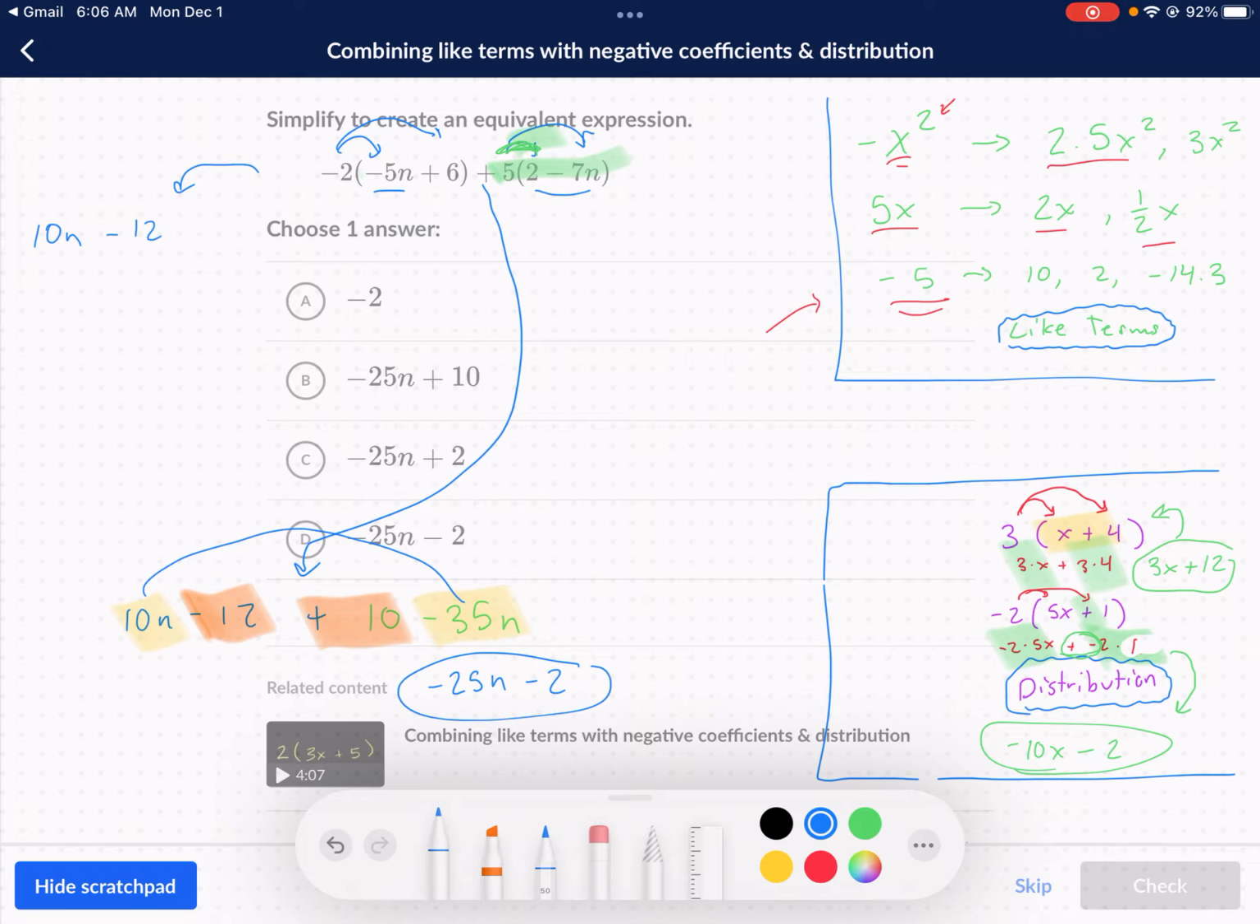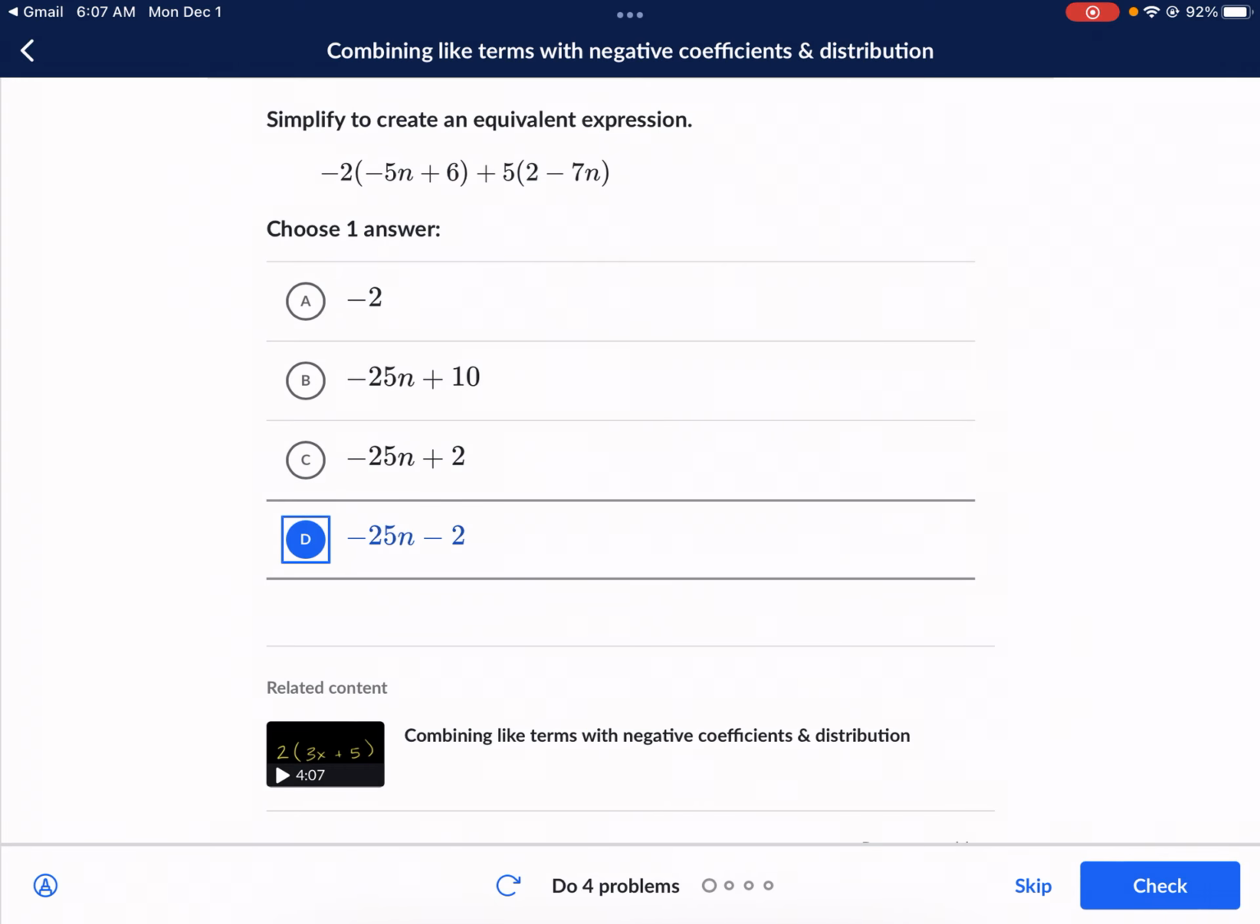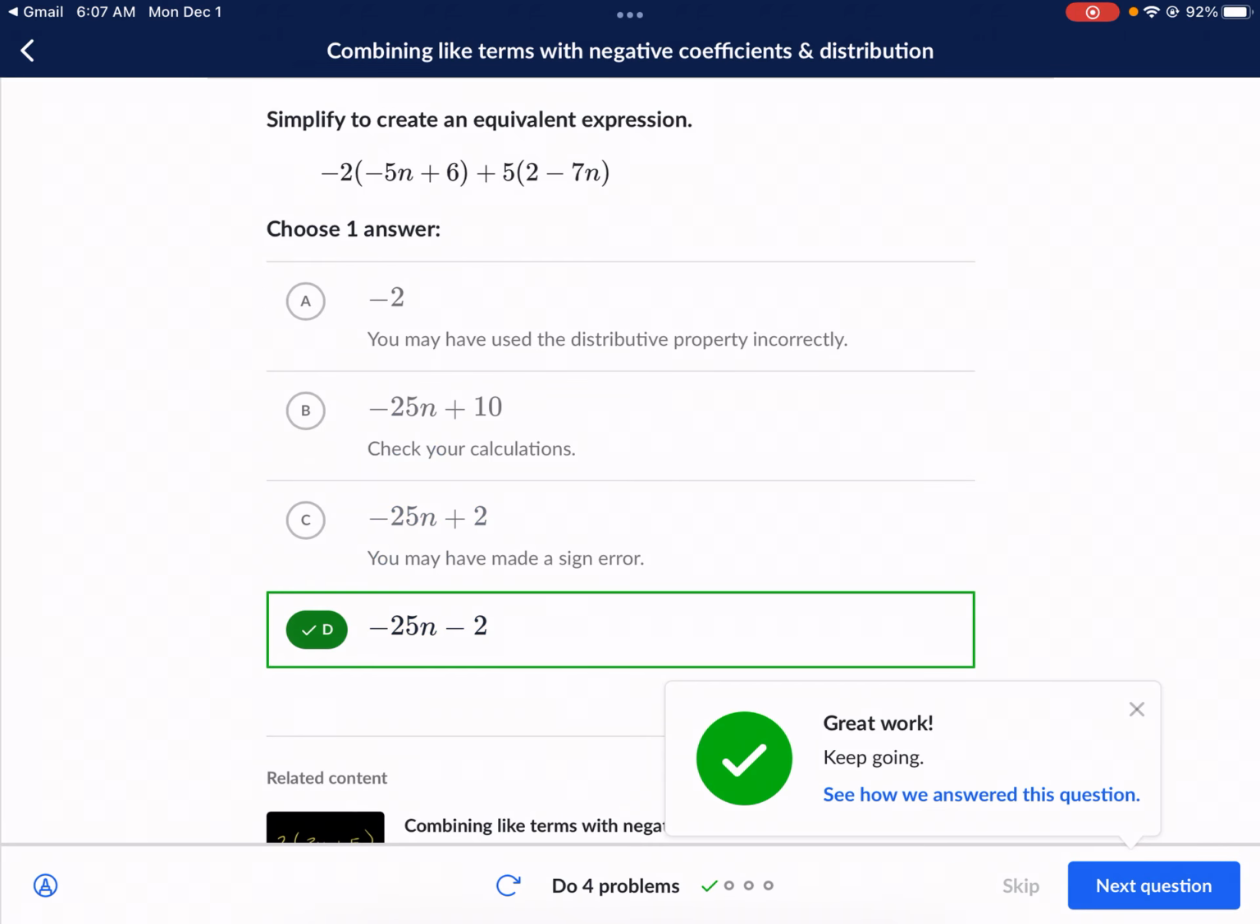So there's a lot of rules that we have to apply here. Anytime you have positives and negatives, you have multiplication, you have addition. So there's a lot going on, but we're going to find the correct answer. It looks like D matches what we're looking for. There we go. Next question.